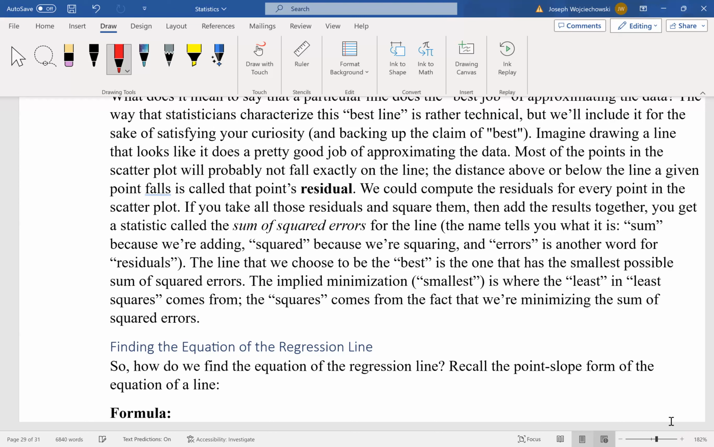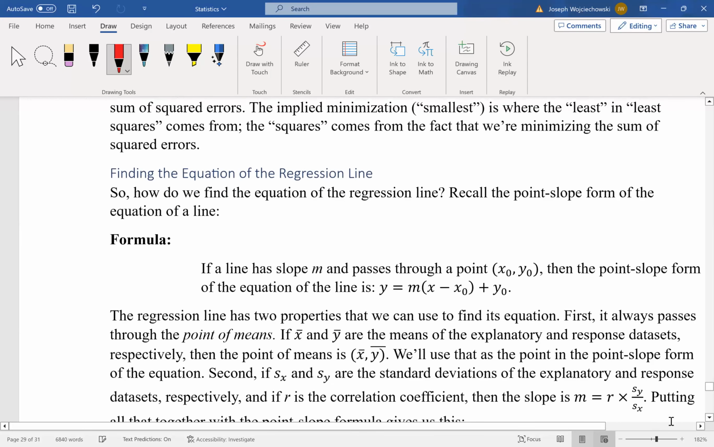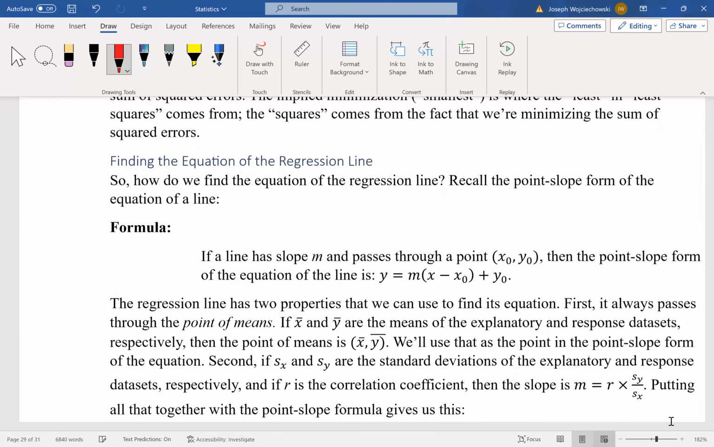So, finding an equation of a regression line. How do we do this? Recall the point-slope form equation of a line. If a line has a slope m and passes through a point (x0, y0), then the point-slope form of the equation of the line is y equals m times (x minus x0) plus y0.